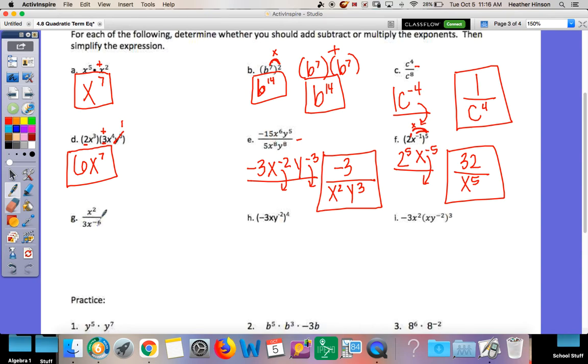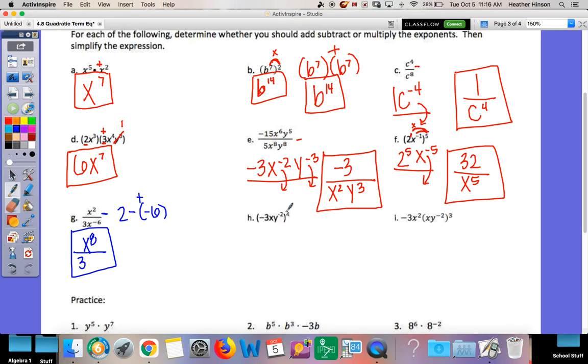Okay, G, we have another fraction. Fractions are just division, which means on our exponents, those are going to subtract. So we don't have a number to divide our 3 by, so that's going to stay. x squared minus x to the negative 6. So this is 2 minus a negative 6. That becomes a positive, so that is x to the 8. And then there's no negative exponents or anything else, so that is it.